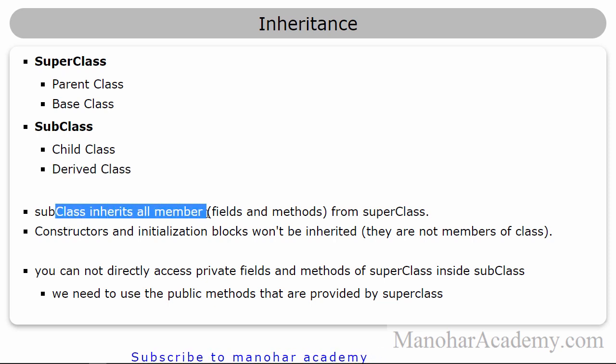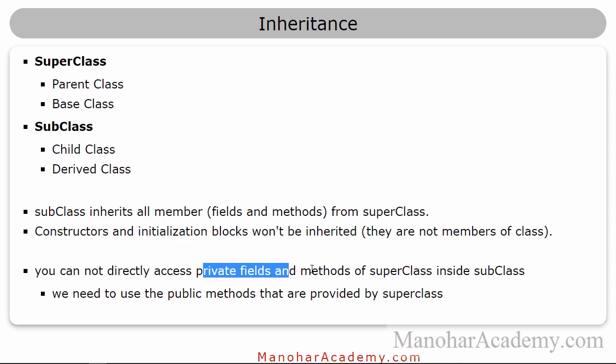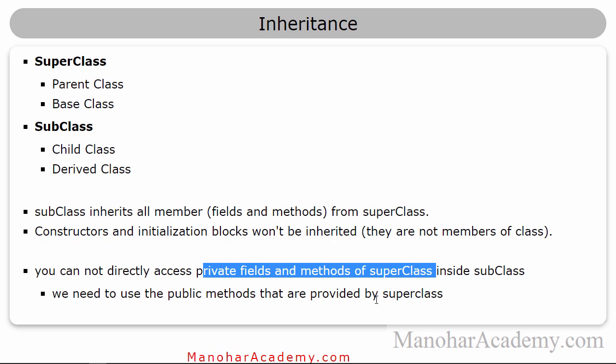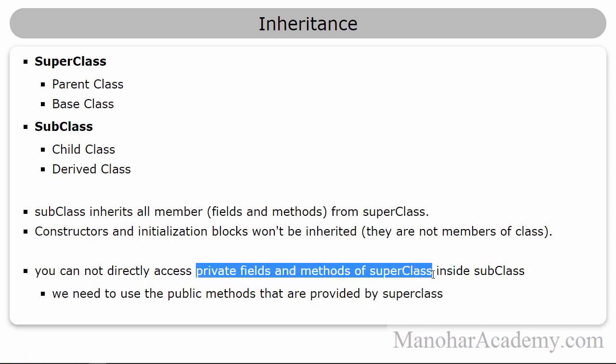As we said, subclass inherits all the members, that is fields and methods, from the superclass. Having said that, because constructors and initialization blocks are not members, they are not inherited. Also, the private fields and methods of the superclass cannot be directly accessed in the subclass, because the private scope is limited to the class in which the fields and methods are defined, and they can't be accessed even by their subclasses.